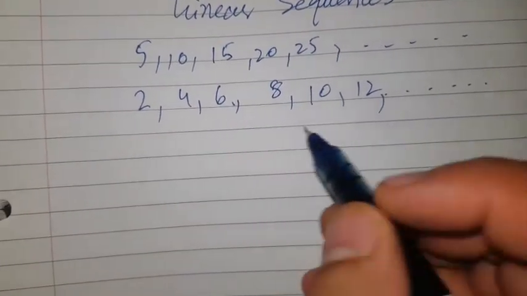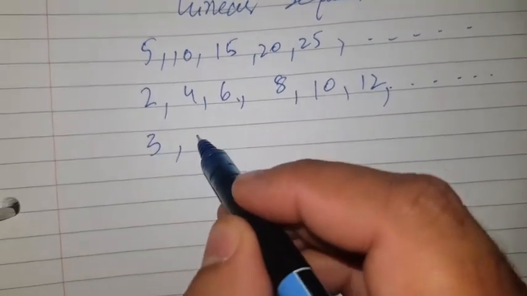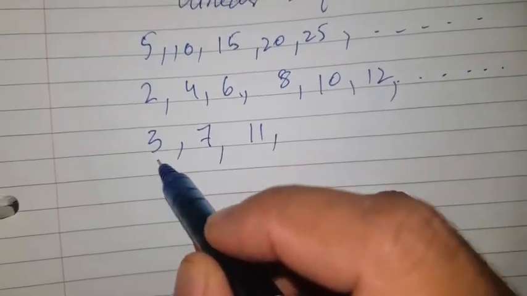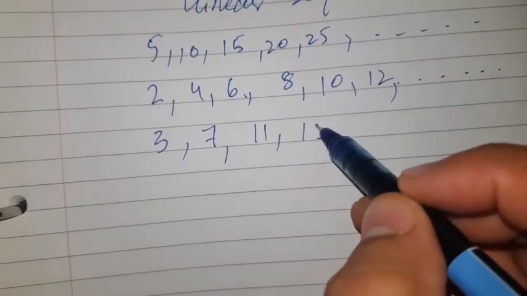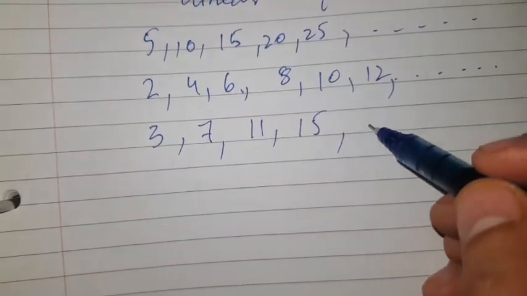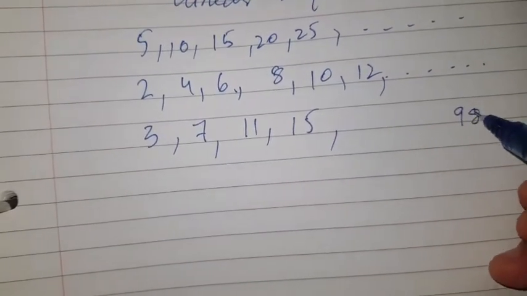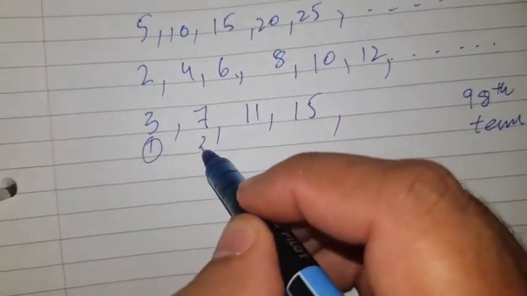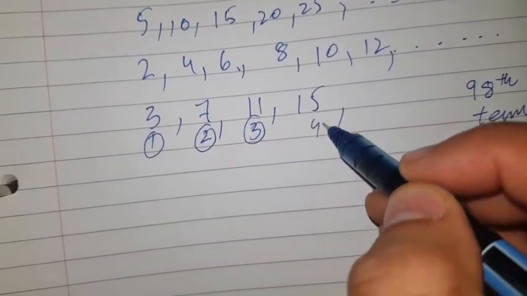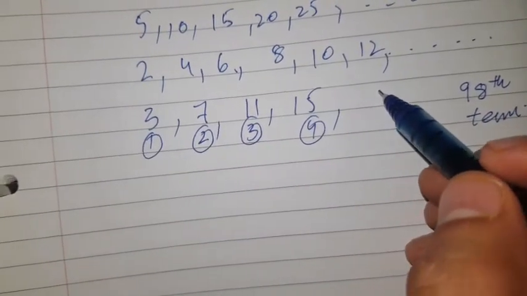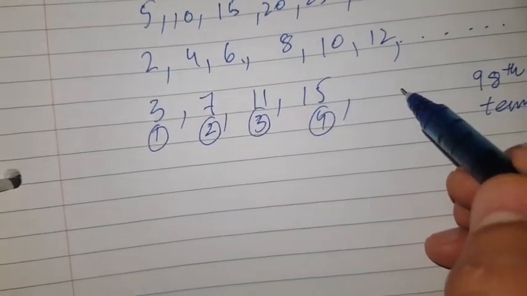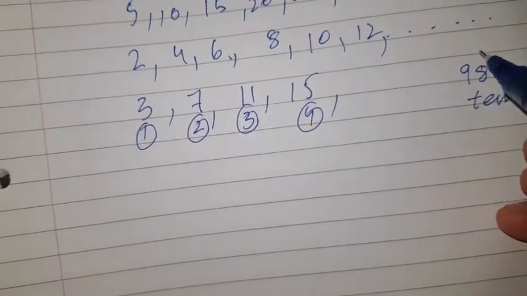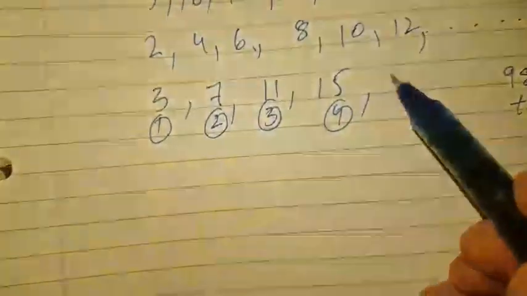But if I ask you that this is 3, this is 7, then this is 11, so let's say 15. Now in this one, if I ask you what will be my 98th term, this means that this is my first term, my second term, my third term, my fourth term. You can tell me my fifth term. You can tell me up till 98, even if you're writing it in a sequence, and if you keep on writing till the 98th term, you can easily identify that.